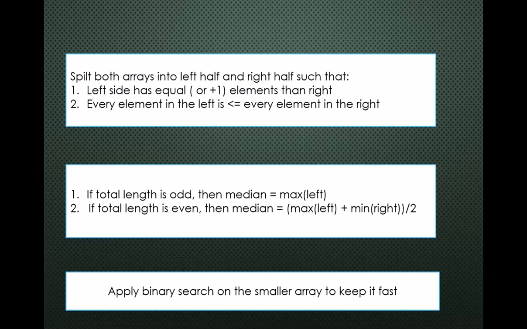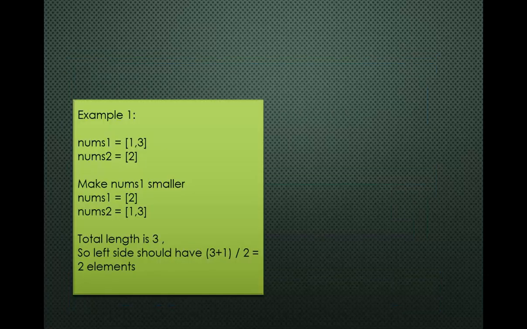So these are my core concepts. Only with this am I going to achieve the optimal solution when compared to the problem statement. Look at my first example. nums1 is equal to [1, 3]. nums2 is equal to [2]. Always make nums1 the smaller one.